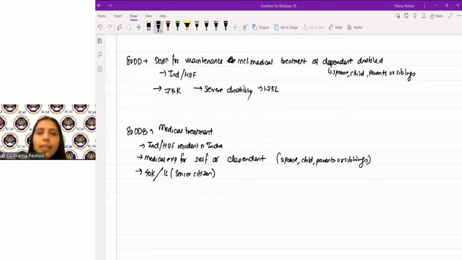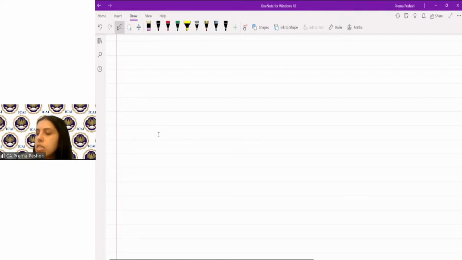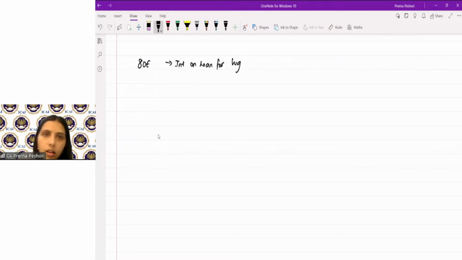So now we have done ATDDB. Now the next deduction is in respect of the interest-based deduction, which is first ATE. ATE is interest on loan for higher education. What is the amount? This is available to the individual.